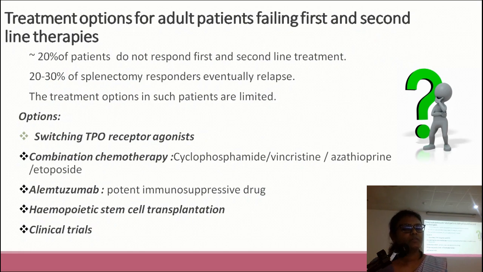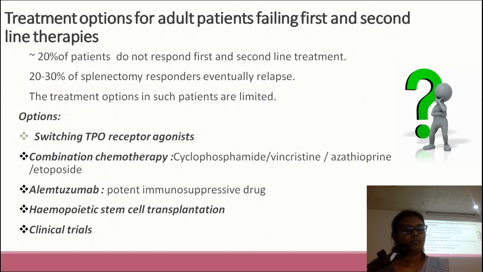Other treatment options for adult patients failing first and second line treatments: it's again difficult to manage and a clinical dilemma. Around 20% of patients do not respond to any kind of treatment, and 20 to 30% of splenectomized patients eventually relapse. In this situation, we should exclude accessory splenic tissue as well.